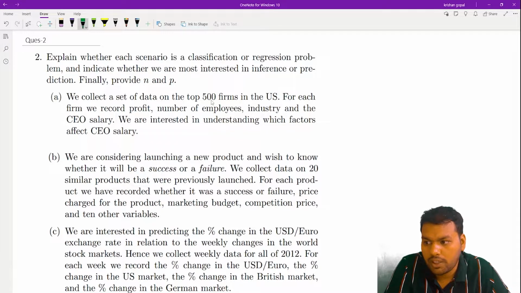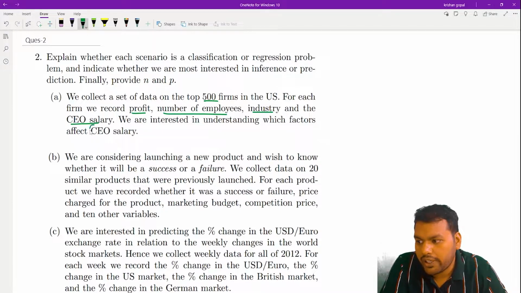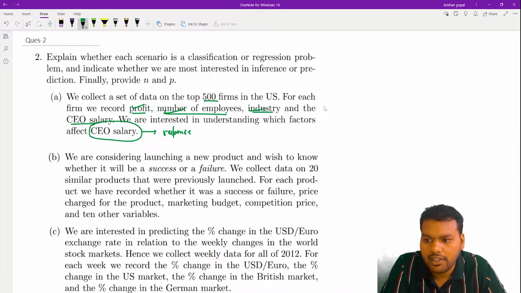We collect a set of data on the top 500 firms in the US. For each firm we record the profit, number of employees, industry, and the CEO salary. We are interested in understanding which factors affect the CEO salary. Now come to the point here. CEO salary is our response. Now profit, number of employees, and industry are our predictors. So I can say p is equal to 3 and n is equal to 500 here.